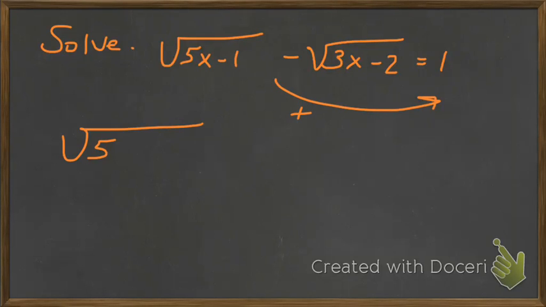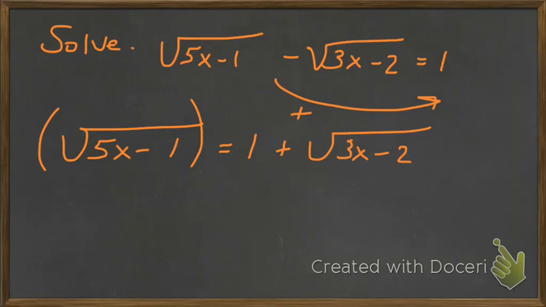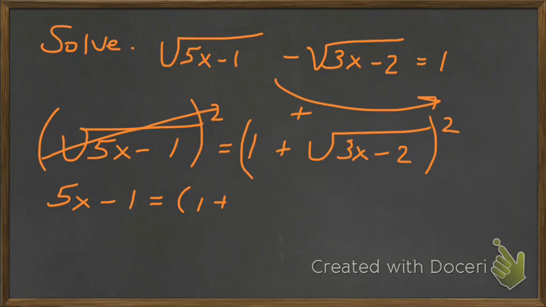We have the square root of 5x minus 1 is equal to 1 plus the square root of 3x take away 2. Now that a radical is isolated, undo it. Square it. But when you do, square both sides. When we square a square root, they cancel out. On the other side, you have a square of a binomial. That means two factors. Write it twice.